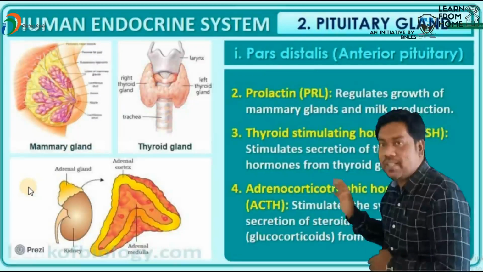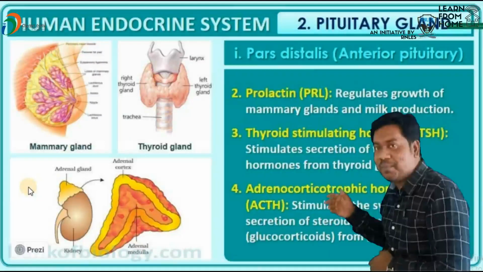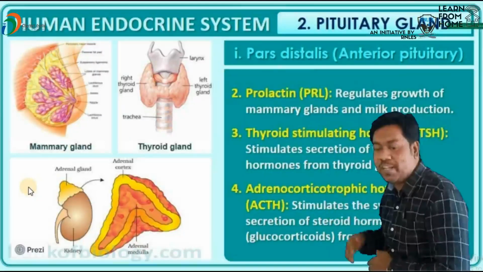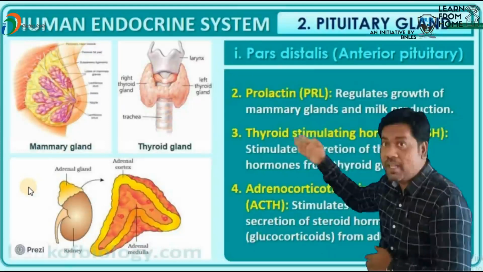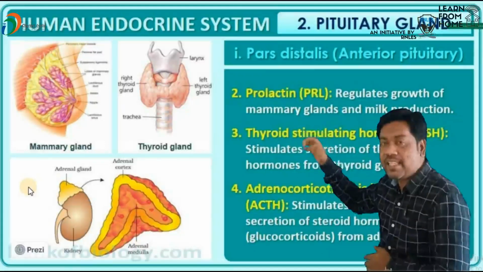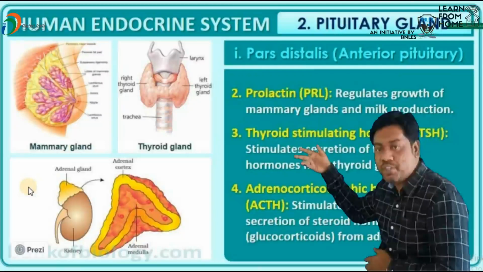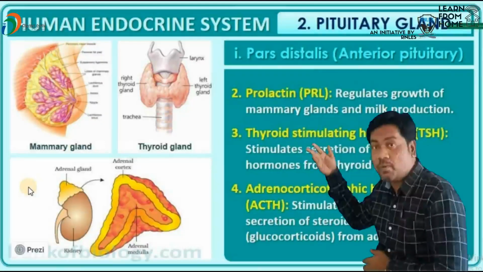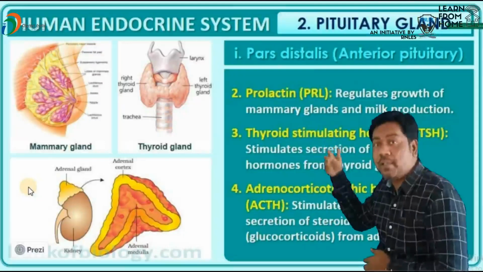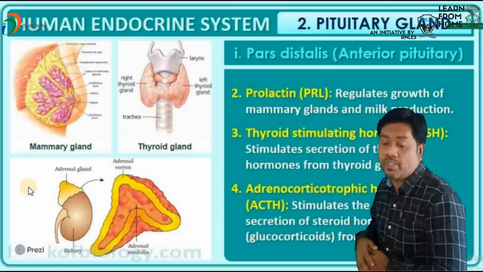So that adrenal gland is responsible for the production of glucocorticoids, which is regulated by ACTH. This is very important, beta. And the mammary gland, you have to see here, beta. Mammary gland size increases by the influence of which hormone? That is the prolactin hormone. It is also known as a lactogenic hormone. Lactogenic means it helps in the production of milk. That's why it is called a lactogenic hormone.